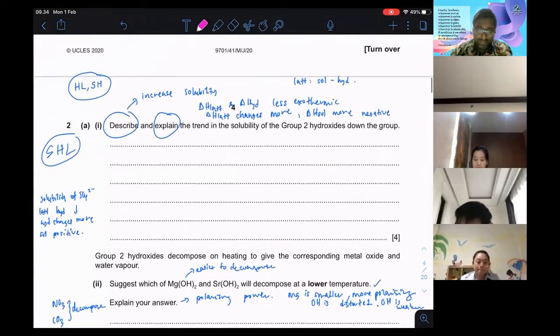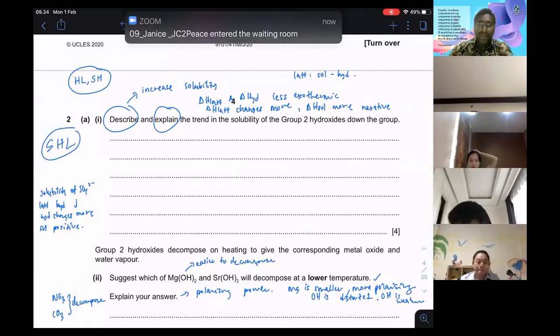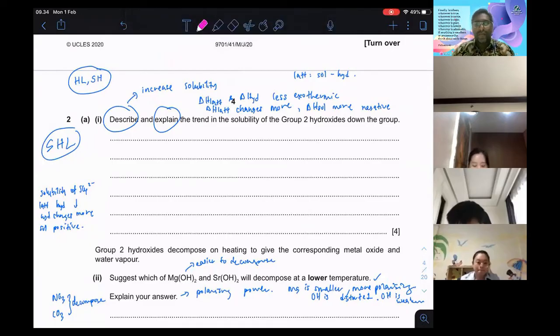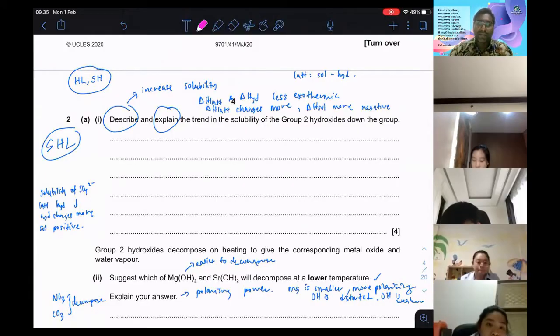The next question is question number 2, which is very, very important. This is what I want to highlight every single time we learn lattice energy. When you revise your lattice energy, this is something that you really need to take note of. Please remember this. So: describe and explain the trend in solubility of the group 2 hydroxides down the group.